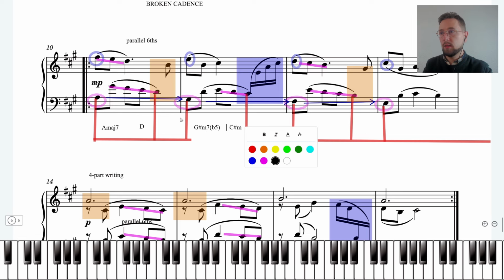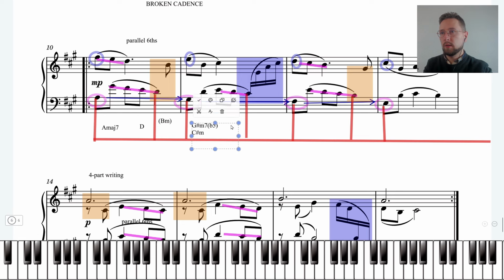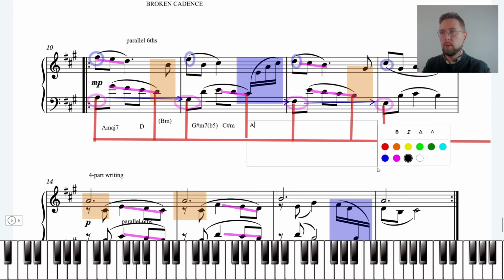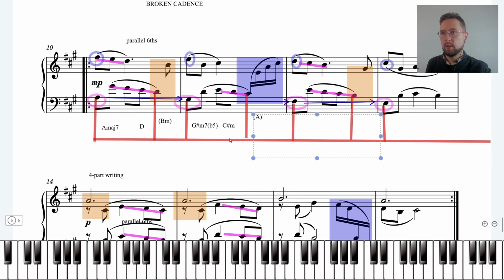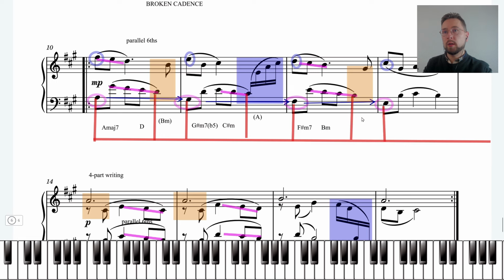So that's the trick. We had it also here. So that's B minor. And here, this is changing to A major, just moving a third down, right? So that's what we have there. And now we get to here F sharp minor 7th, going to B minor. And that B minor becomes G sharp diminished.